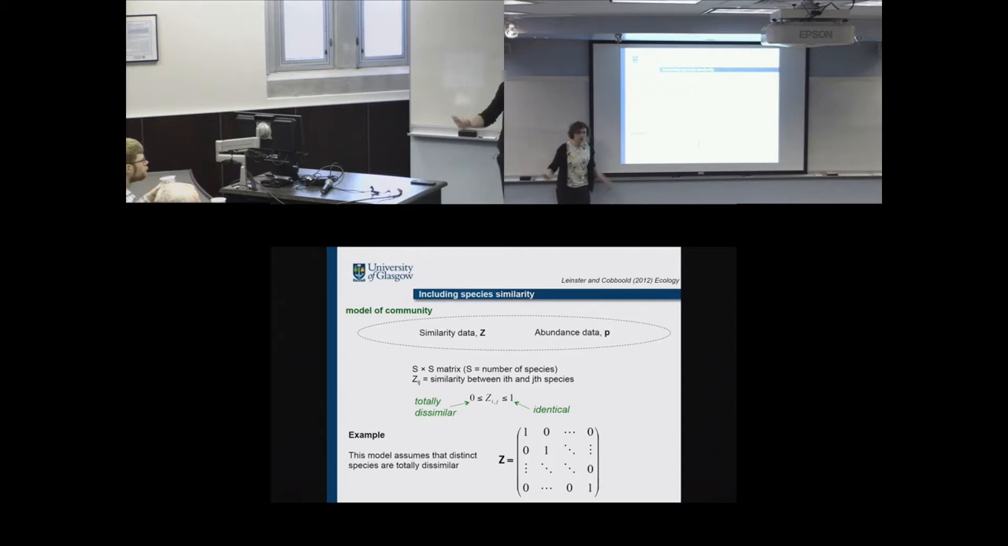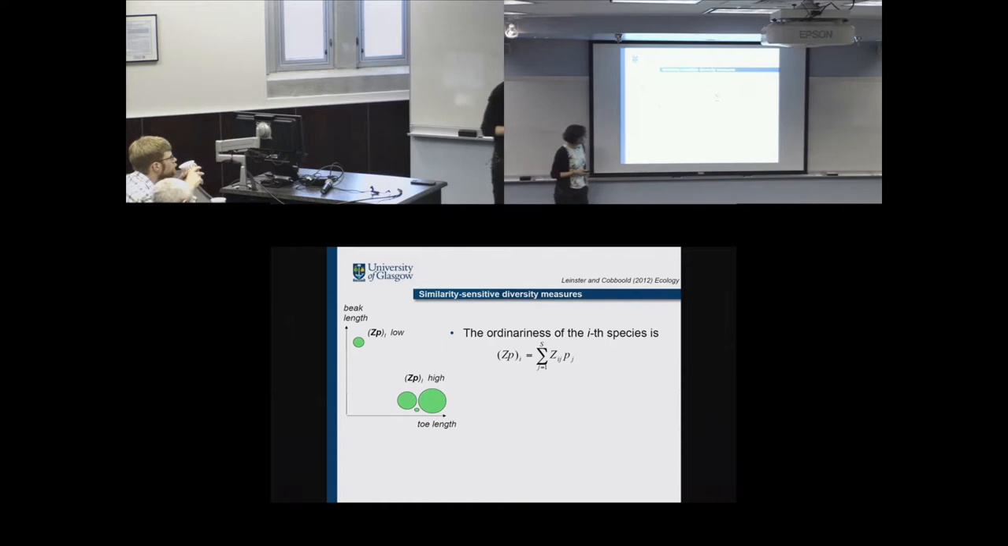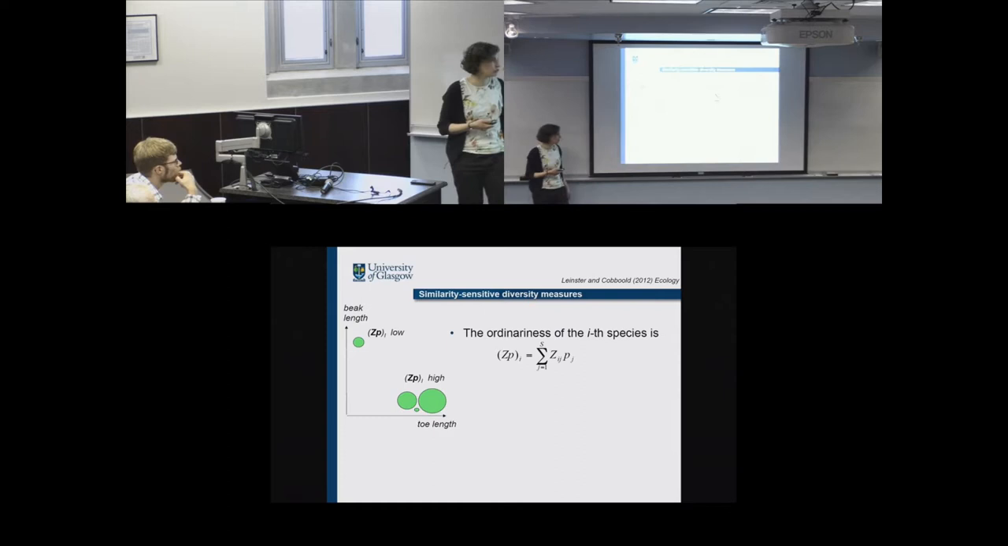So how do we throw in this matrix then? Okay. Well, let's just think about what this matrix is telling us. So if we just take Zp, the product here, and look at the ith entry, then this is telling us the ordinariness of the ith species. Okay. So Z_ij is saying how similar species i is to j. And so if we sum up over j here, we're saying how similar are other species in the system to i. So how ordinary is species i? Okay, is it very ordinary or is it not very ordinary?